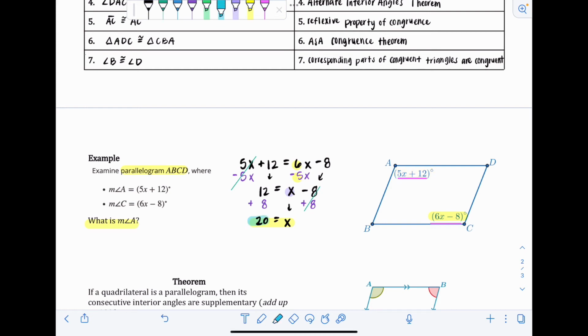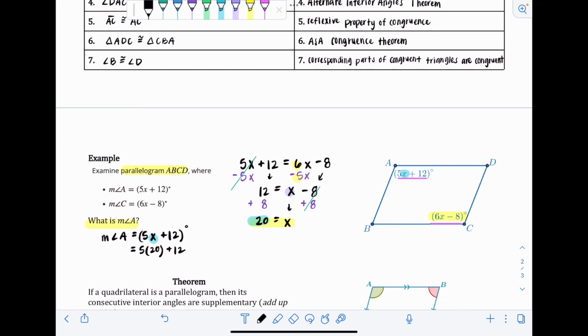I have to put that in the expression for angle A to find the actual angle measurement for A. So the measure of angle A is 5x plus 12. I'm going to take that 20 that we just got for x and substitute it in there. So it would be 5x plus 12 degrees. So it'd be 5 times, I'm not going to use parentheses. You can put parentheses around if you want. Just remember it either way to put the degree symbol at the end. So it'll be 5 times 20 plus 12.